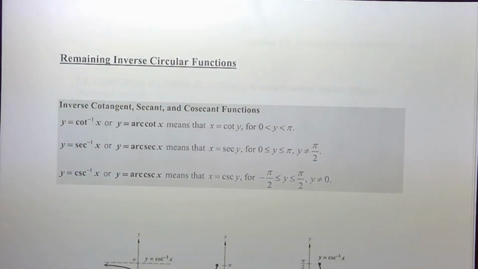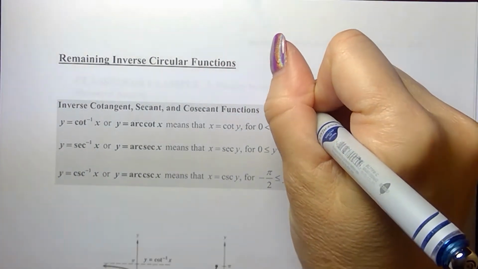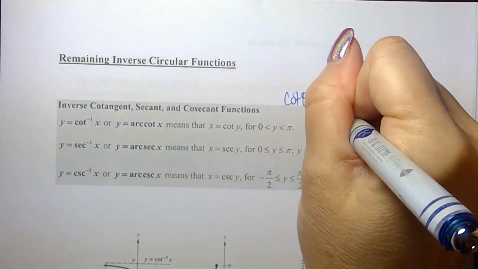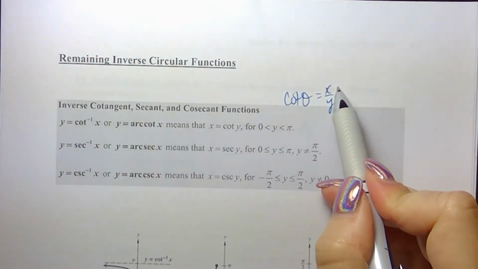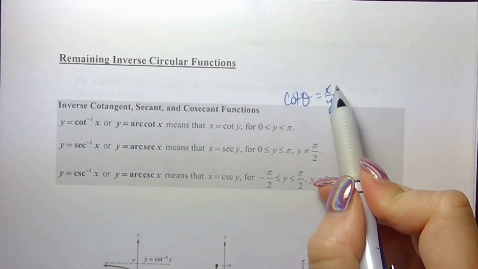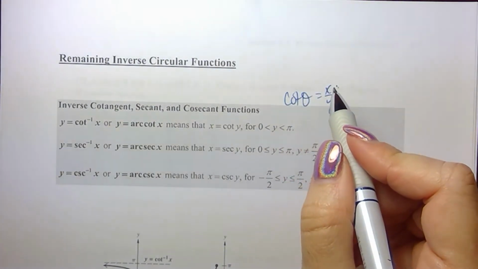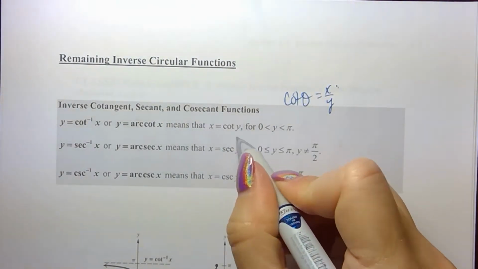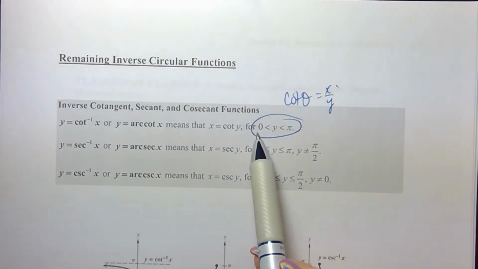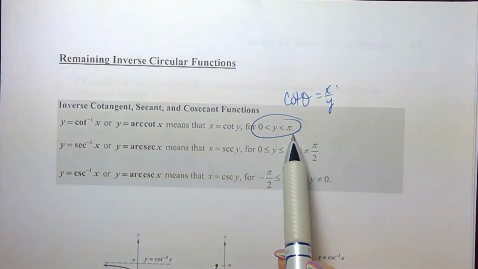Tangent was y over x. Cotangent, though, cotangent theta is x over y. So instead of having y in the dominant position, now x is in the dominant position. Remember, cosine inverse was restricted from 0 to pi inclusive. Cotangent inverse is restricted from 0 to pi not inclusive.